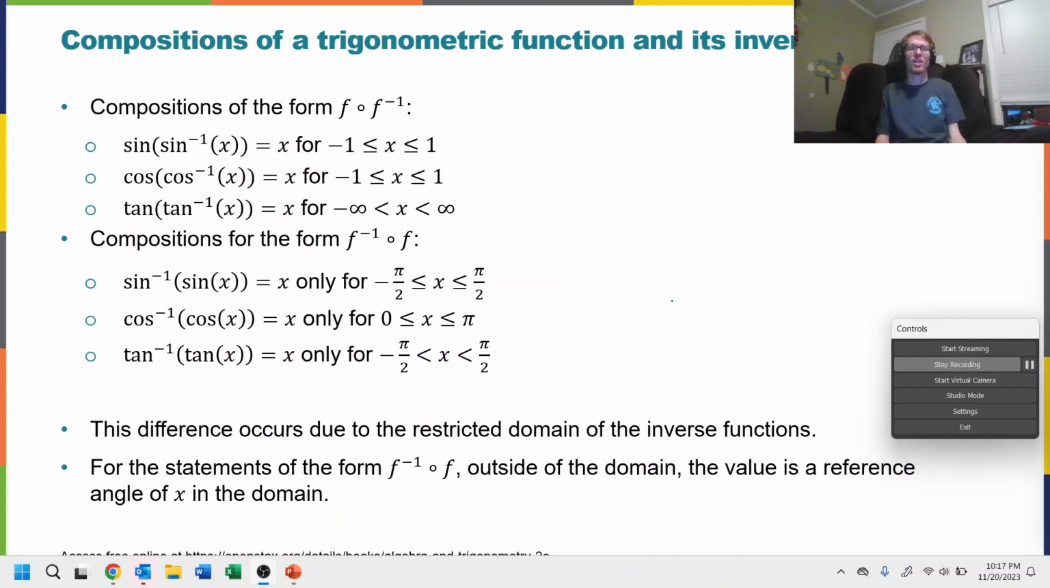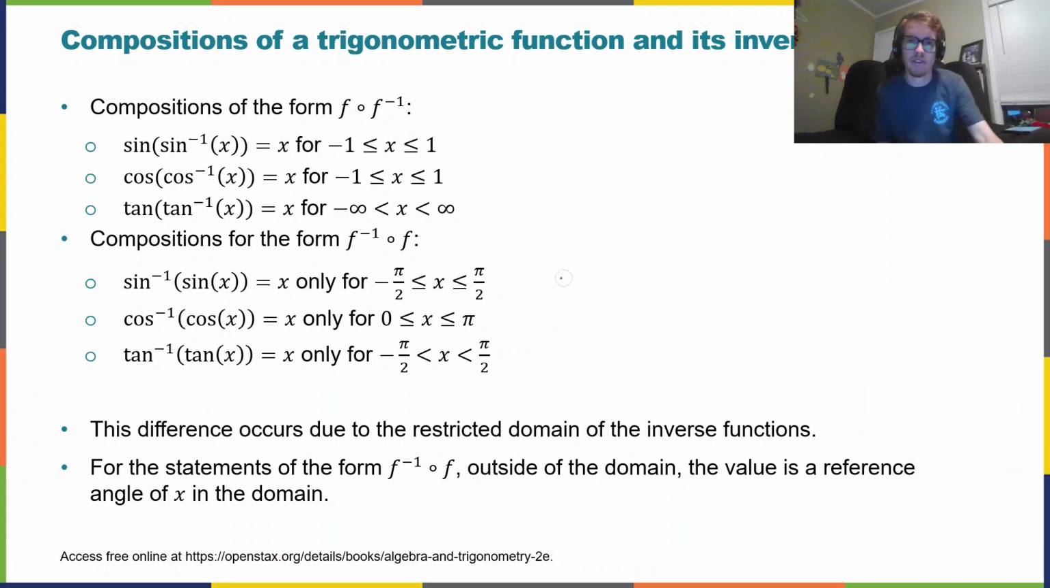Now for the final objective of this section, we have compositions of a trigonometric function and its inverse. Now we have two forms. We can have compositions of the form f composed with f inverse, such as sine of sine inverse of x, and that'll be equal to x for all x between -1 and 1, because again the ratios are restricted. The x is restricted from -1 to 1.